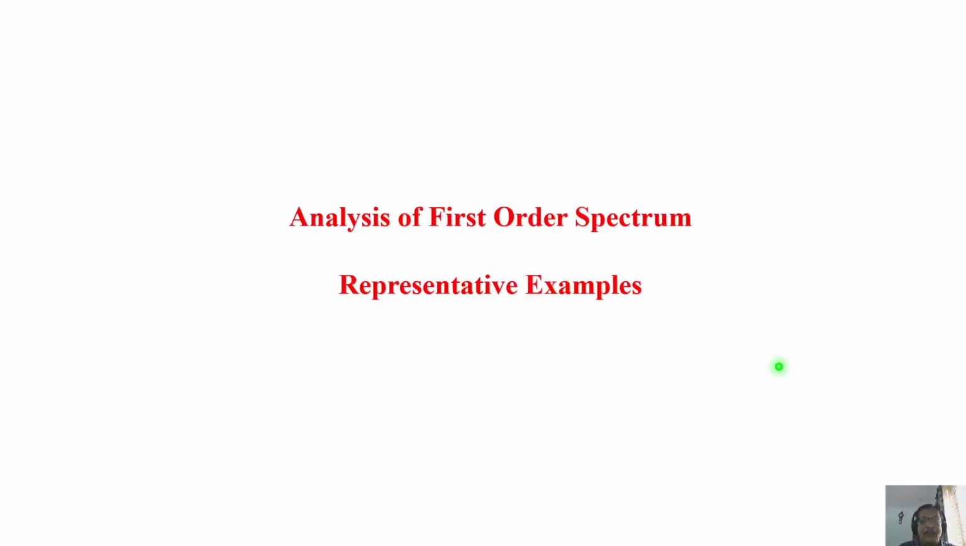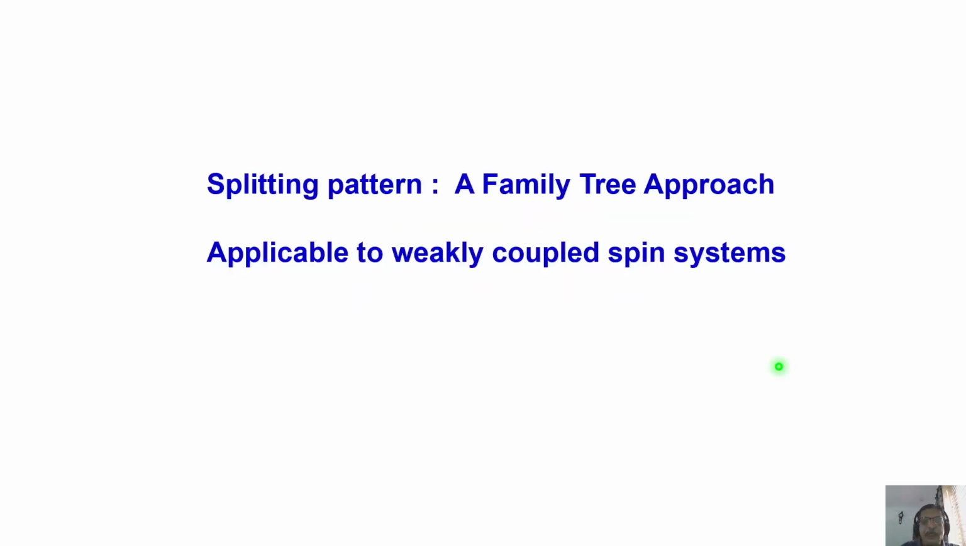Now, as far as the analysis is concerned, I am going to take the first order spectrum with some representative examples. First, of course, I analyze using the family tree approach. We discussed this at the end of the scalar coupling, where it was applicable to weakly coupled spin systems. We are looking at this proton CH, which is coupled to two other protons. We discussed this problem and we generated the multiplicity pattern for this proton.